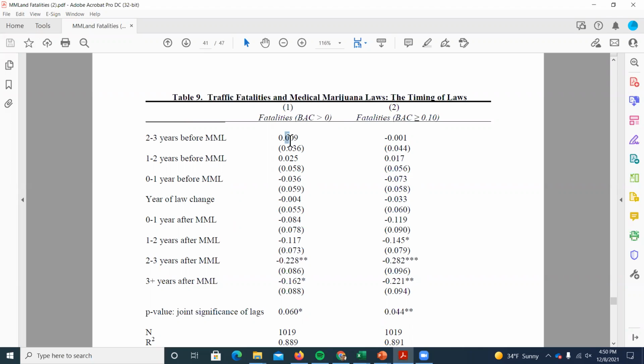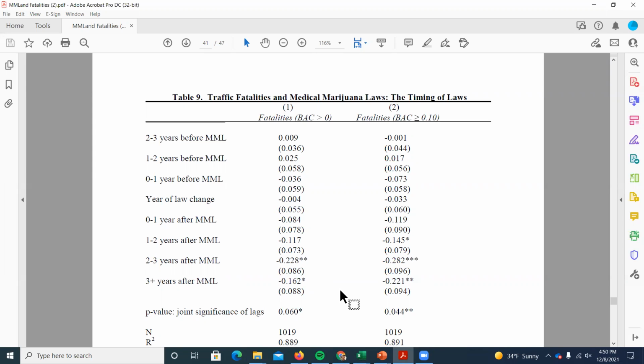And what you see here is for those years before it became legal, nothing is significant, right? Even the year of the change, basically 0 impact. 1 year after, or less than a year after, still, we're getting negative impacts here, but not quite significant. However, once we start to get further and further from when that law change took place, we then start to see these really large negative effects, right?